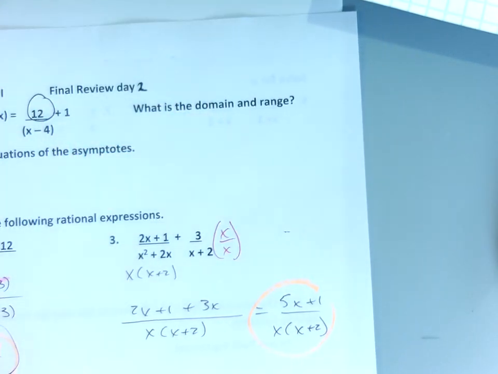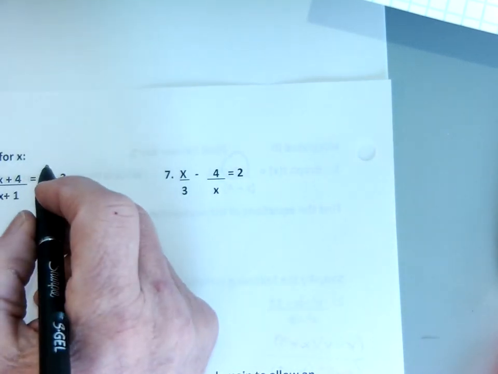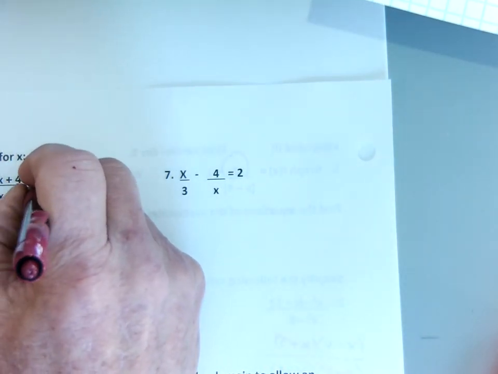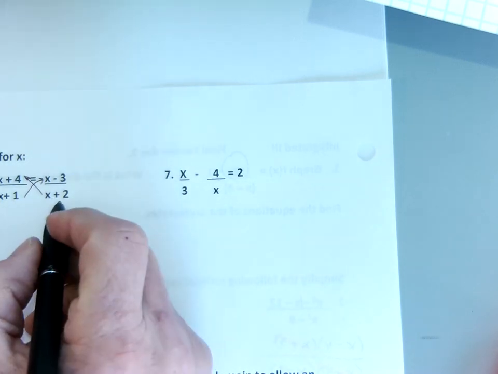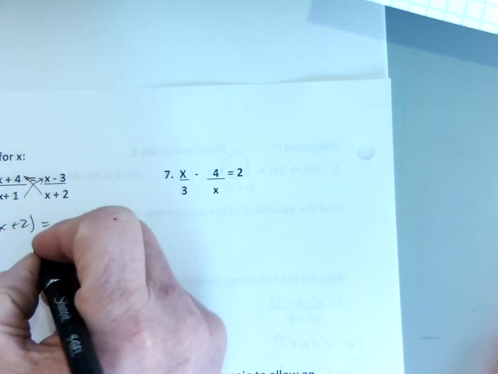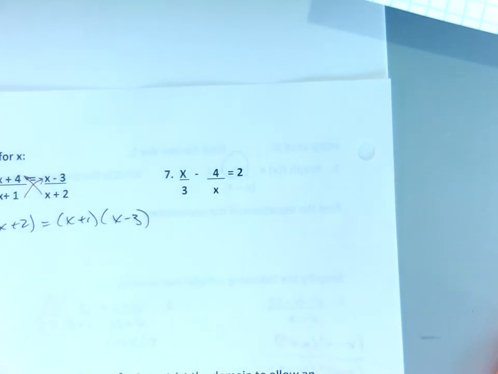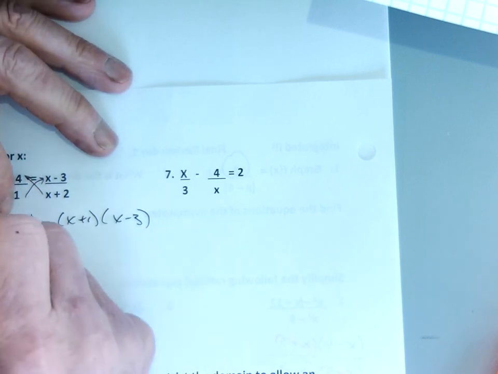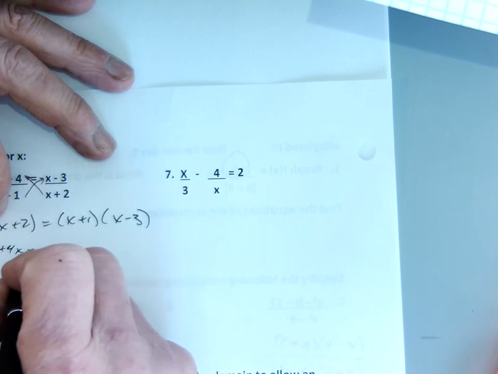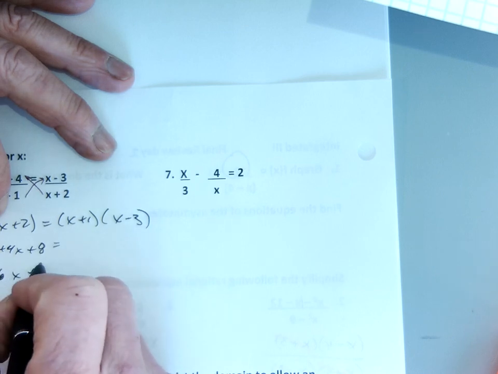Turn the page. I've got to multiply. So to solve for x, if I have a fraction equal to a fraction, I cross multiply. So this comes up here, this times this equals this times this. So I cross multiply. I bring up the x plus 2, I bring up the x plus 1. Called cross multiply. Now I'm just going to simplify by foiling. I will get x squared plus 2x plus 4x plus 8. And that will, of course, simplify to x squared plus 6x plus 8.